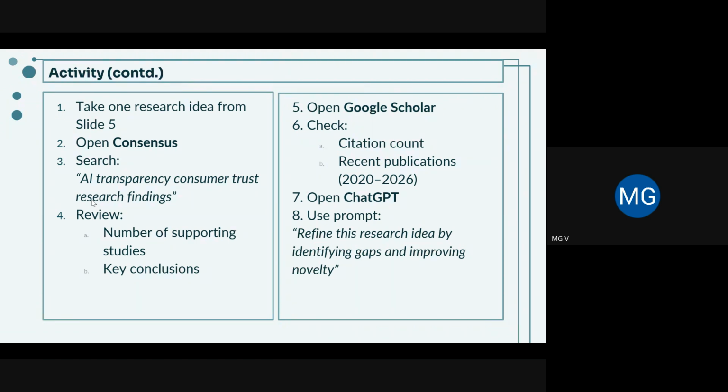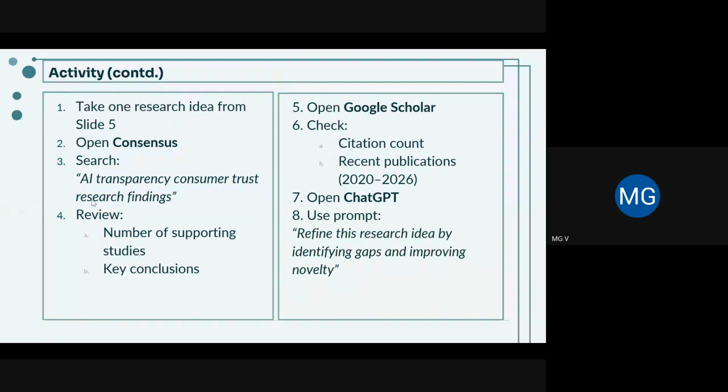Then we can open Google Scholar. So we should know by using which tool what we will get and how we can make use of it in our study. Then we can open Google Scholar and check the citation count and the recent publications. We prefer last 5-year publications, unless it is a base paper.